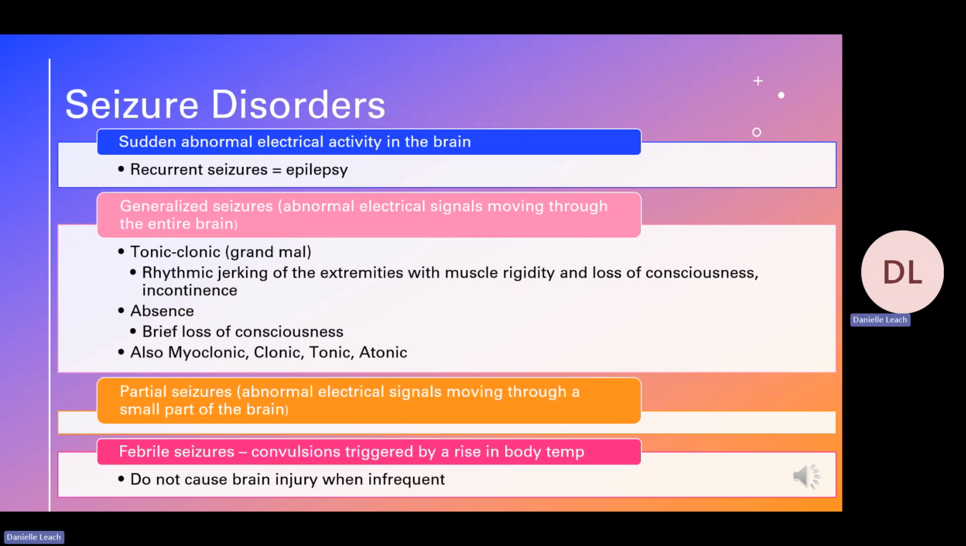It's common in kids that are about 3 months to 5 years of age, and it's more common in boys. These seizures are usually infrequent. It may only happen one time or a couple times. They're very short, less than 5 minutes, and they don't cause any brain injury as long as they are short and infrequent. It doesn't increase the risk of the child developing epilepsy later.